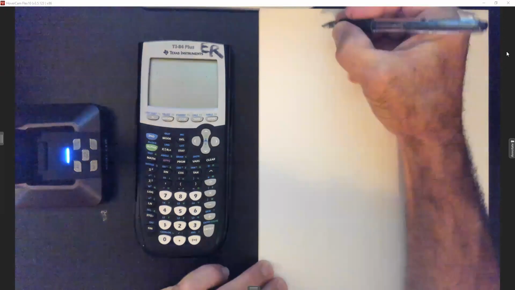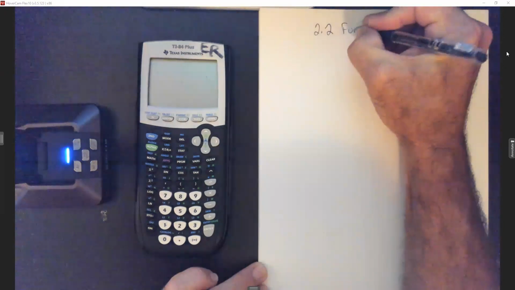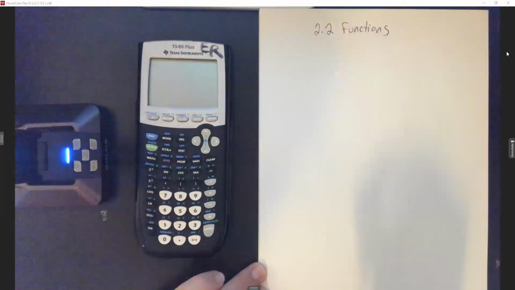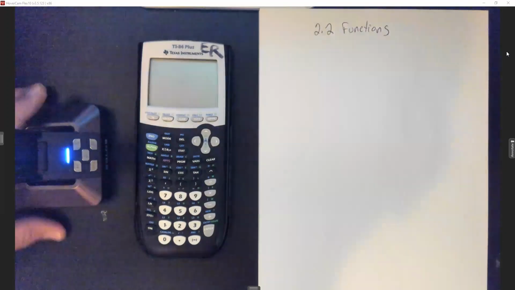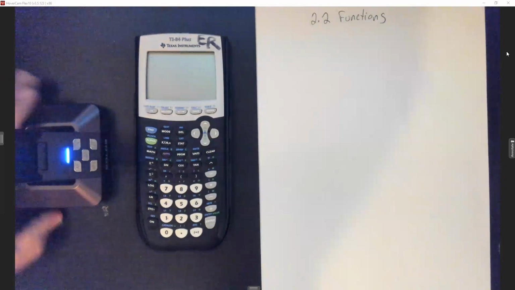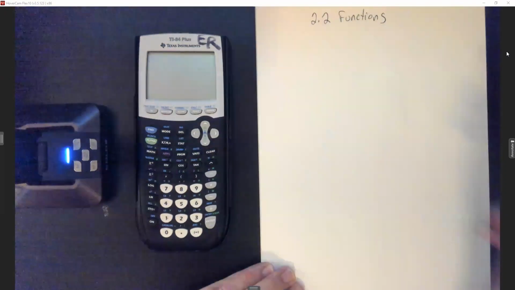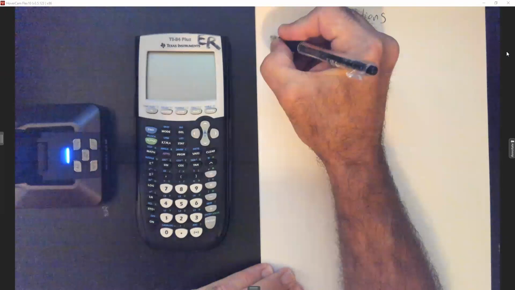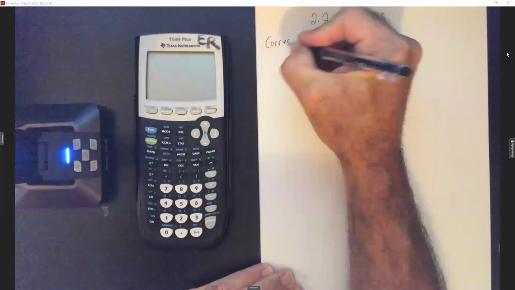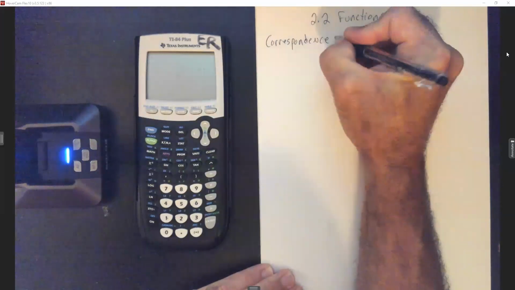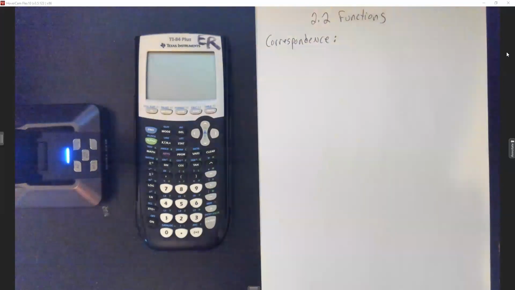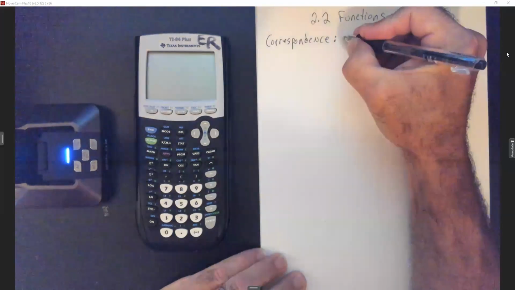All right, so we're going to pick up in 2.2 in college algebra. And this deals with functions. So we'll go through a few definitions first, and then we'll get into what their problems are going to be. So first, they talk about what we call a correspondence. And a correspondence is just a relationship between a domain and a range.